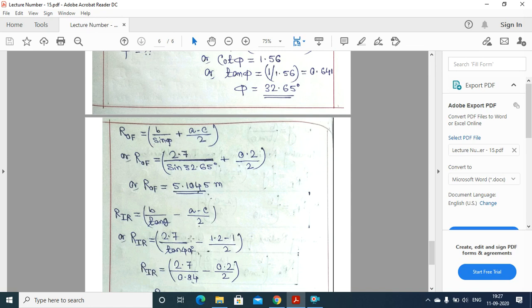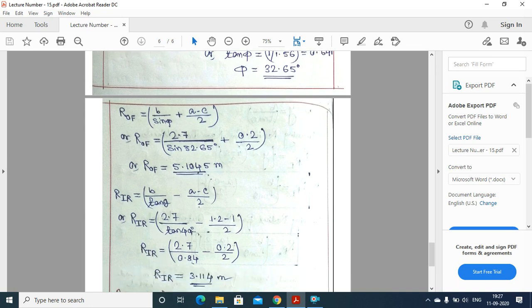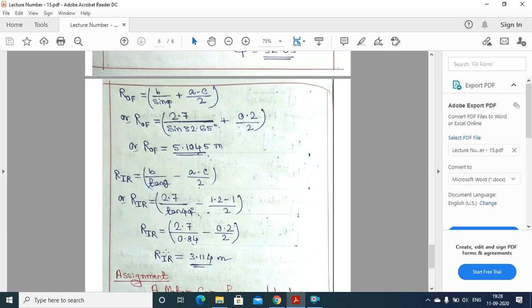If we simplify this, RIR, the turning radius of the inner rear wheel, is 2.7 by 0.84, since the value of tan 40 degree is 0.84. So 2.7 by 0.84 minus 0.2 by 2, and after simplifying we get RIR, the turning radius for the inner rear wheel, is 3.114 meter.